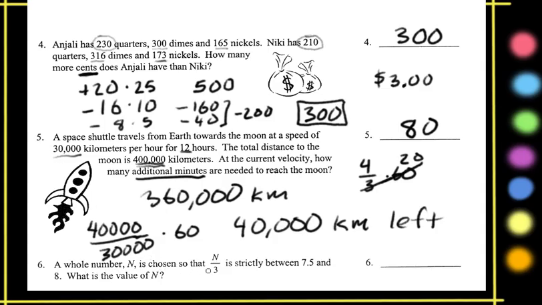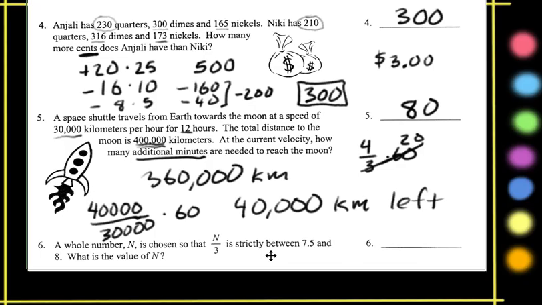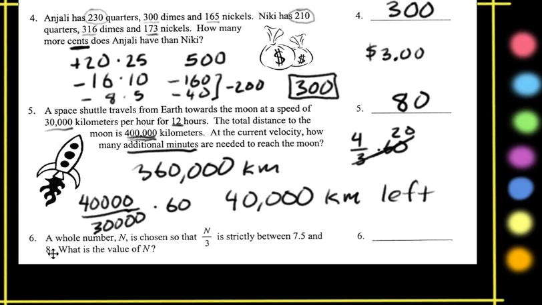A whole number n is chosen so that n over 3 is strictly between 7.5 and 8. What is the value of n? Okay, so strictly between means that it can't be 7.5 and it can't be 8. It has to be somewhere in between, not equal to. So we could write that as an inequality.